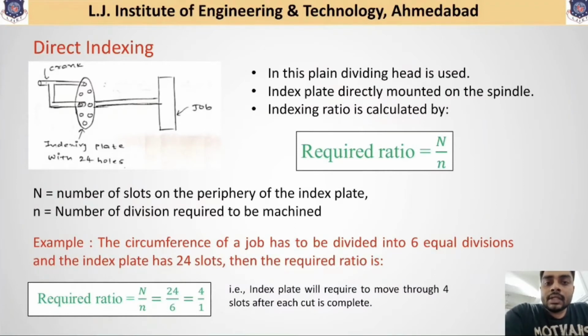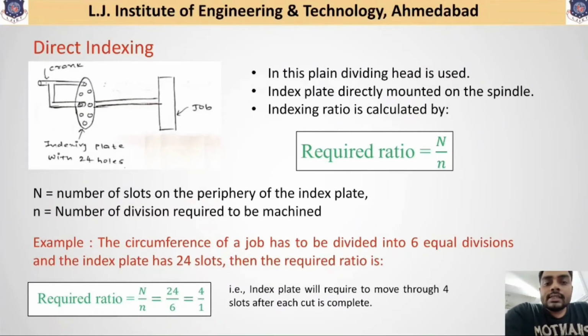After cutting that particular tooth, further rotate the crank from the available position to the next 4 slots, and repeat this procedure up to the 6 divisions that are obtained on the workpiece. And that is how, by using just a simple direct indexing method, one can obtain in the range of 12 to 24 equal divisions on the workpiece. So this is the oldest method which is used to generate this number of slots on the workpiece.